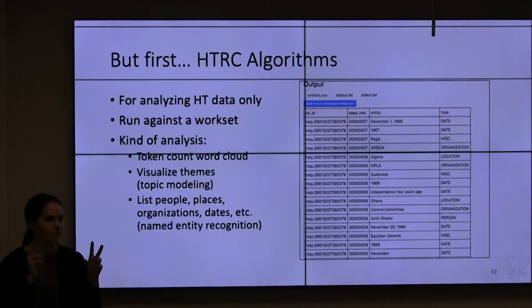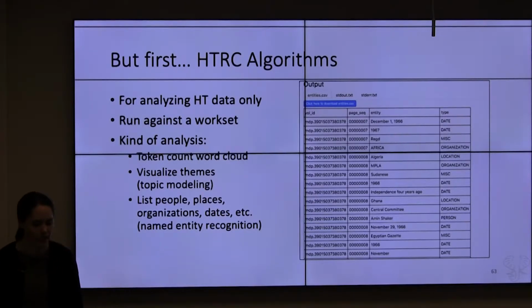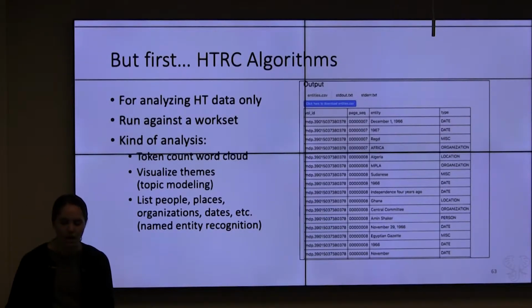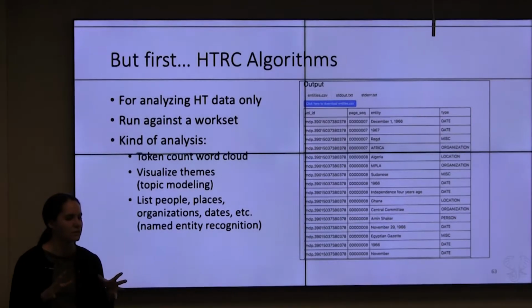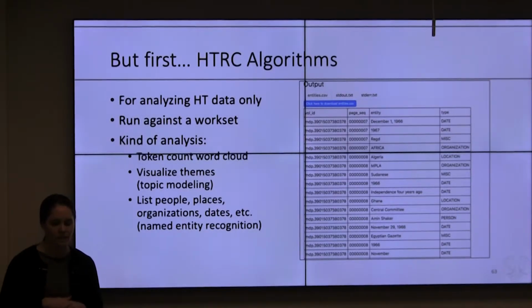You run it against a work set, meaning you pick which work set you want and which algorithm you want to run. And then you marry the two together and you get your results. The kinds of analysis that you can do using these algorithms are, the suite is like five, six, I should know that, but yeah, it's like a handful. So there's token and word count and word cloud algorithms. So it's just like a quick and dirty way of getting the feel for your work set.